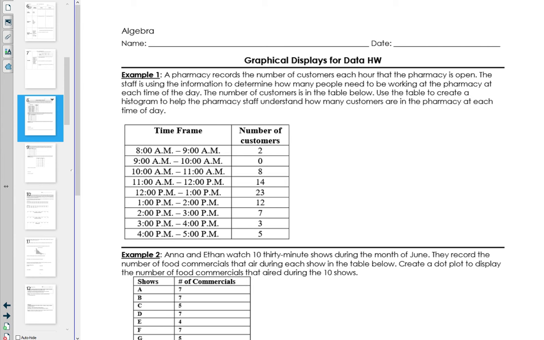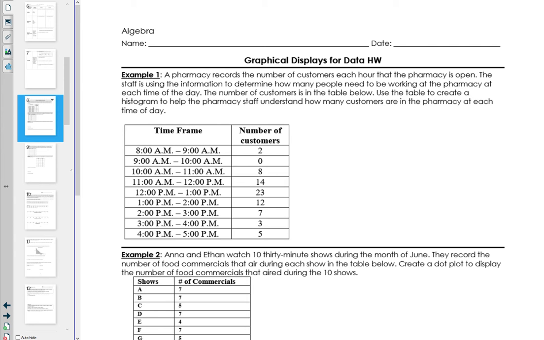Not because you have to, because it says you have to, but what do you think is more important? Of the two things, there's two columns here, right? One is measuring time and one is measuring people. What do you think this particular histogram is going to be intended to measure? What would be the most important of the two measurements?